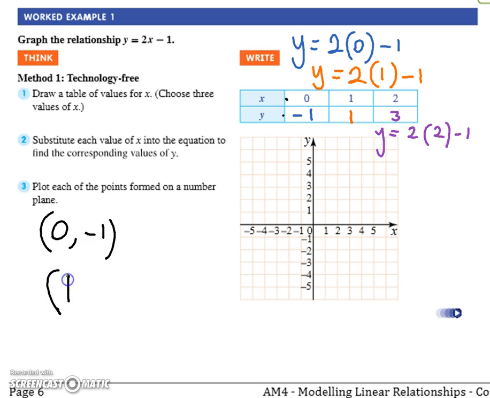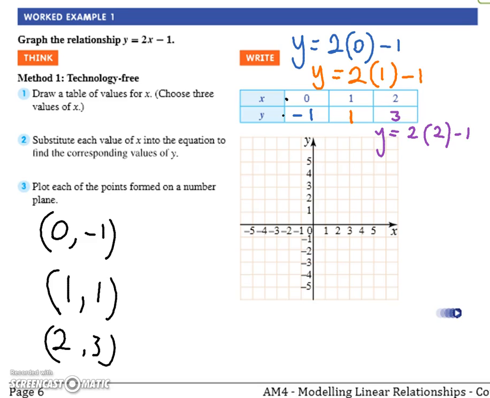Okay, so I'm taking that one and then that one. Next one we've got is 1, 1. And the next one is 2, 3. Everyone happy with those? They're the actual ordered pairs. We call them ordered pairs because they're in an order. And there's 2 of them. Okay. Next thing you need to do is plot them on here.